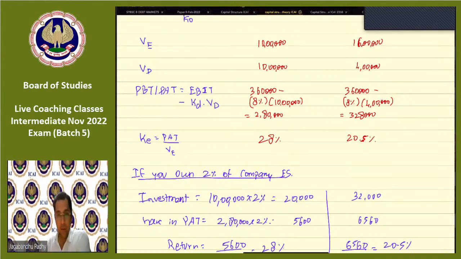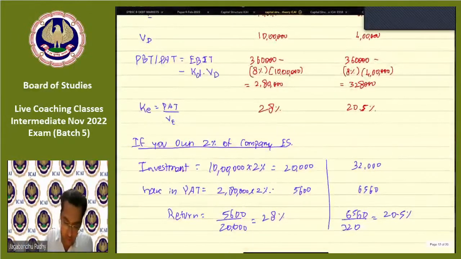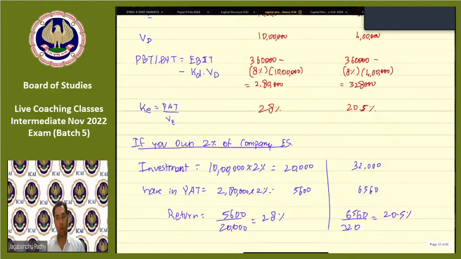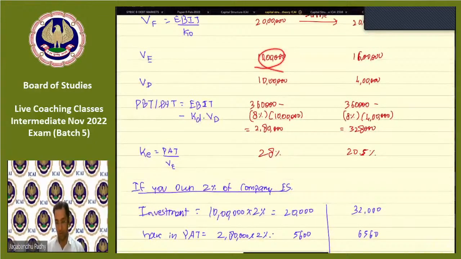Right. Now coming to the next part, the question says if you own 2% of shares of Alpha Limited, what is the return if the company has a net operating income of this business? Okay. So you are owning 2% of the company. So it means your investment is 2% of the value of equity, 2% of 10 lakh, which is 20,000, right?